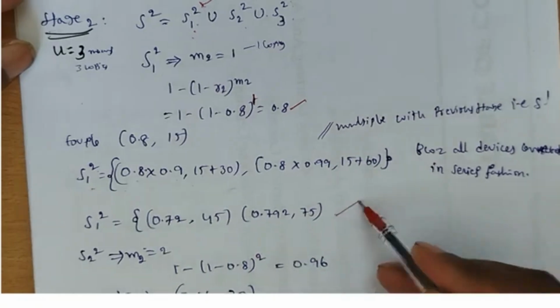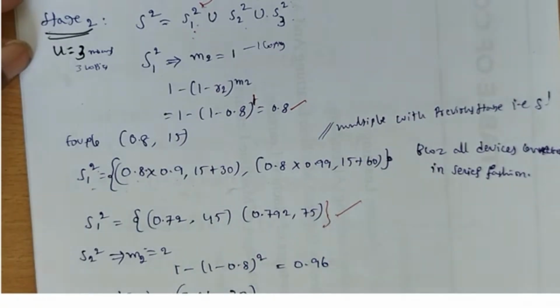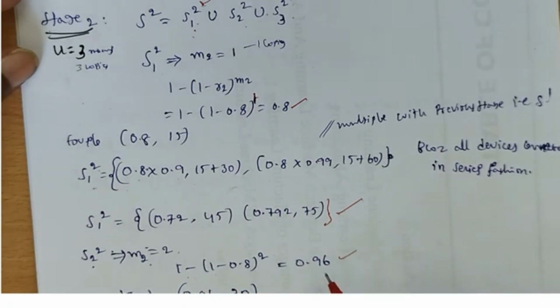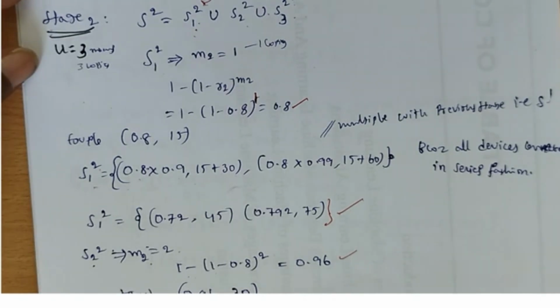Finally, this is the s1 square value. And what about the s2 square value, where m2 equals 2? So here we get 1 minus (1 minus 0.8) whole square, which equals 0.98. So what is the r value here? 0.96. Okay, what is the tuple value?